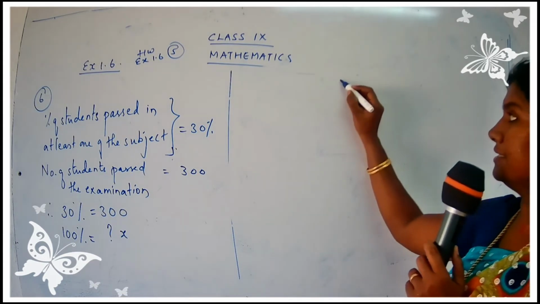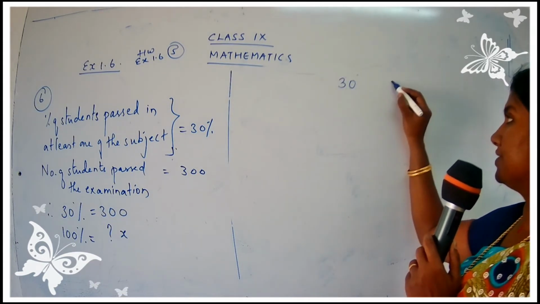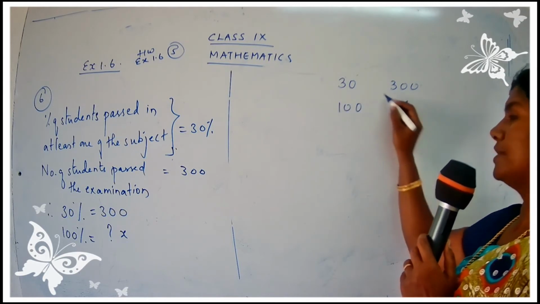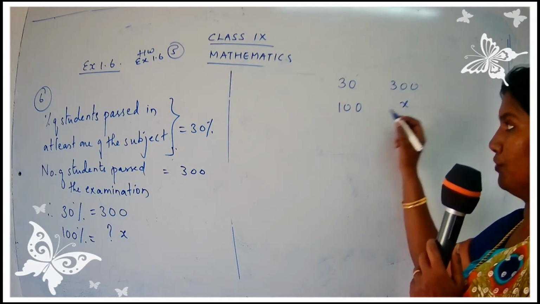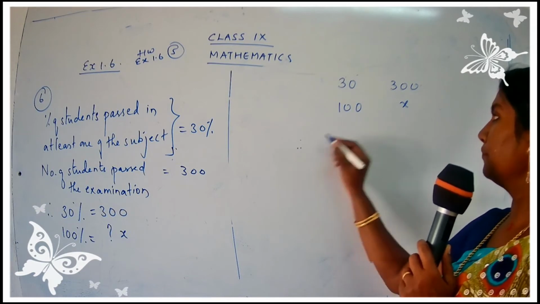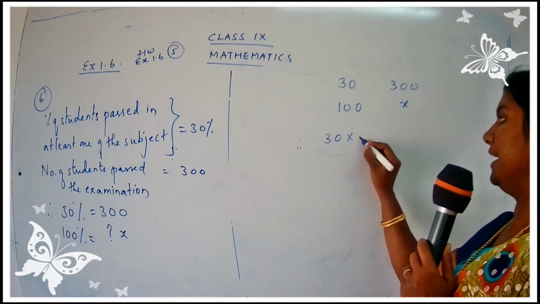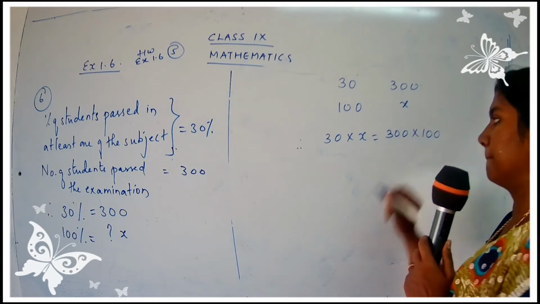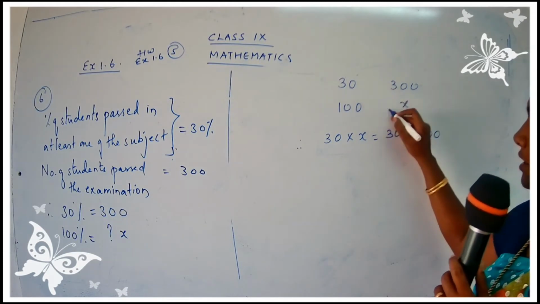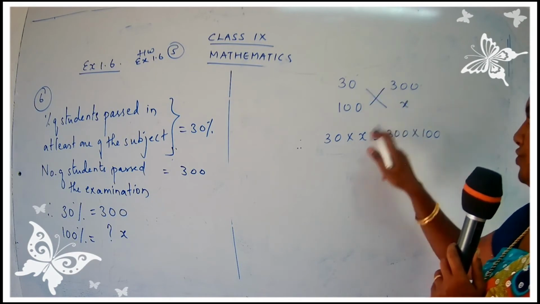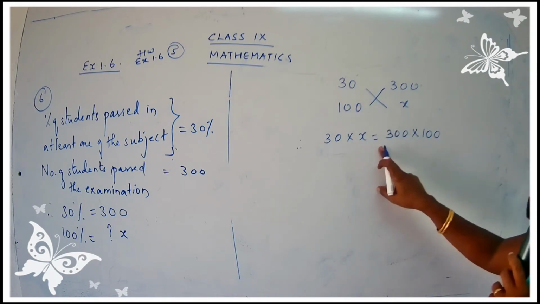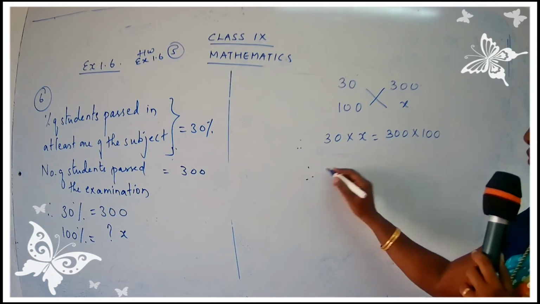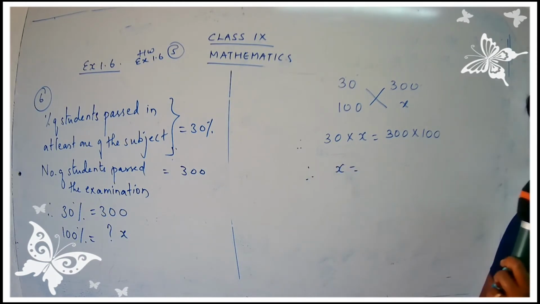Just see here, this is 30 and this is 300, this is 100 and this is x. So I'm just going to use cross multiplication over here. So I'll get 30 into x is equal to 300 into 100. Okay, I'm just going to use cross multiplication. So 30 into x is equal to 300 into 100. Therefore, I want to find out the value for x.